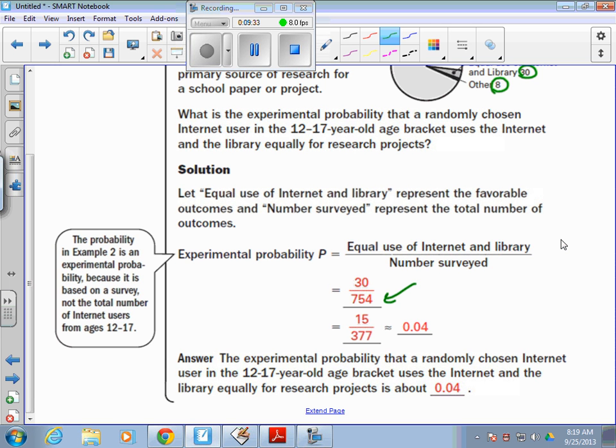And if you were to make that into a percentage, again, it's not necessary, you'd move that decimal 2 spots. You would say there is a 4% chance, or only 4% of the people chose library and internet equally. Notice if you look off to the left, it says the probability in example 2 is an experimental probability because it's based on a survey. This is something that actually happened, not what should have happened.